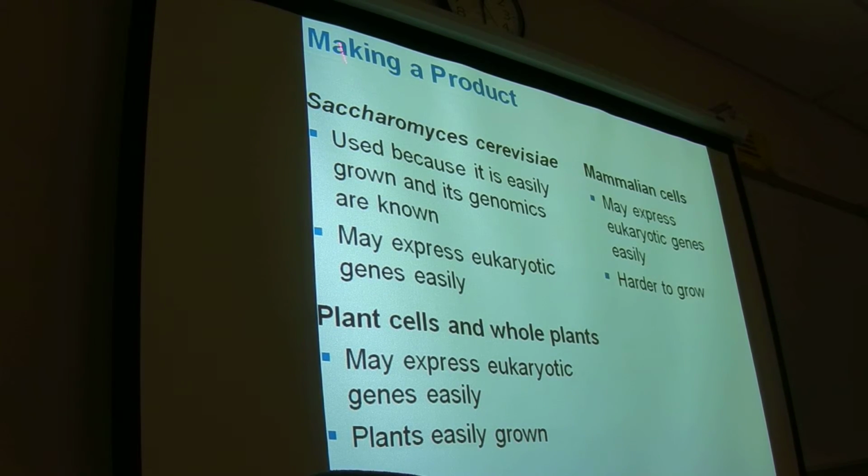A couple other options: yeast, Saccharomyces cerevisiae. It's also easily grown. It's usually for eukaryotic genes. So genes from eukaryotes you typically grow in yeast. Genes from prokaryotes you typically grow in E. coli. You can use plant cells. They're not quite as easy to grow as yeast or bacteria. And sometimes, depending on how complex the gene is, you may have to actually use mammalian cells, which are much harder to grow.